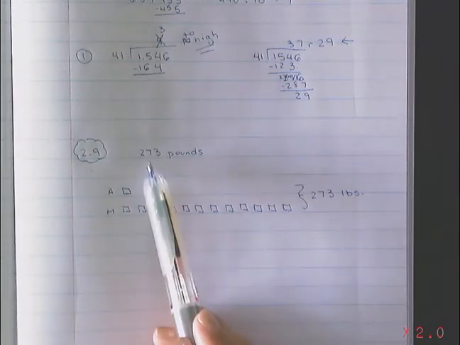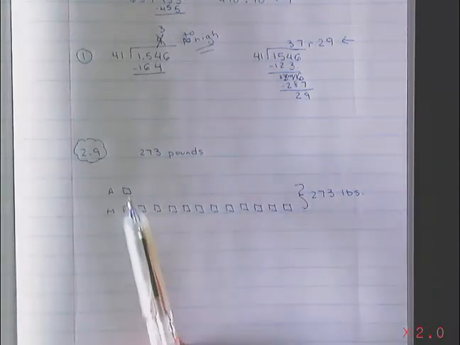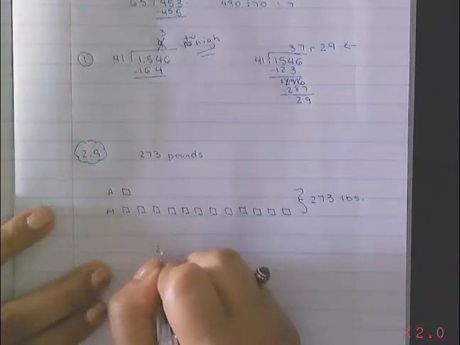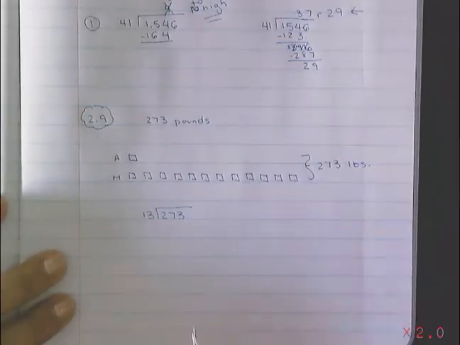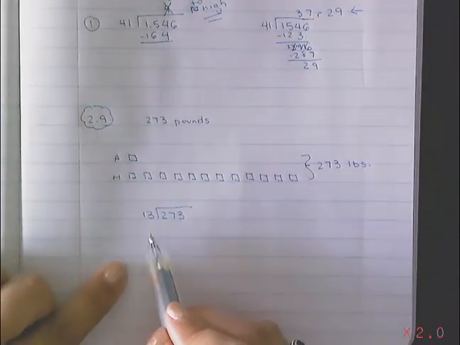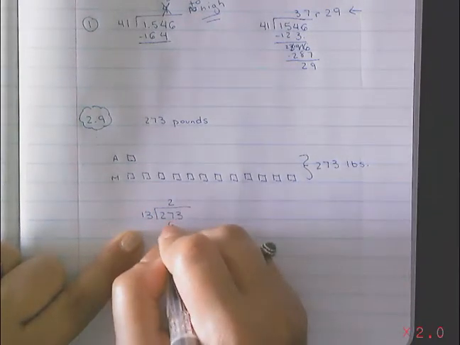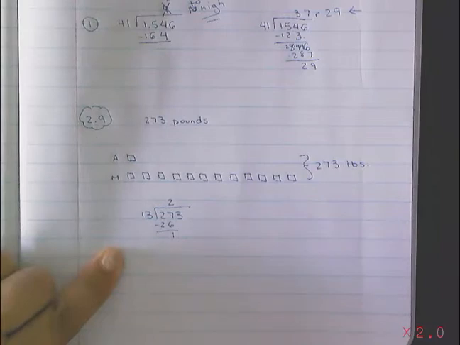I'm going to divide the total weight by how many I have. So I have 1, 2, 3, 4, 5, 6, 7, 8, 9, 10, 11, 12, 13. So I am going to divide 273 by 13. So the total weight divided by how many squares I have. Well, 13 goes into 27 2 times. 2 times 3 is 6. 2 times 1 is 2. When I subtract, 27 minus 26 is 1.